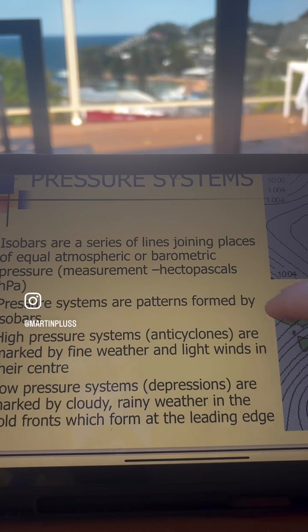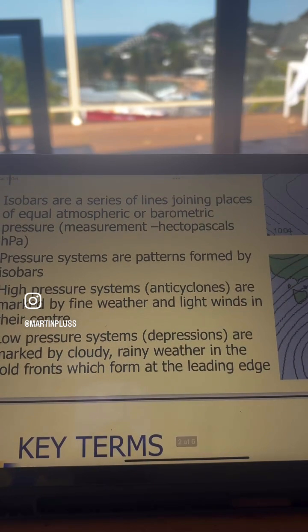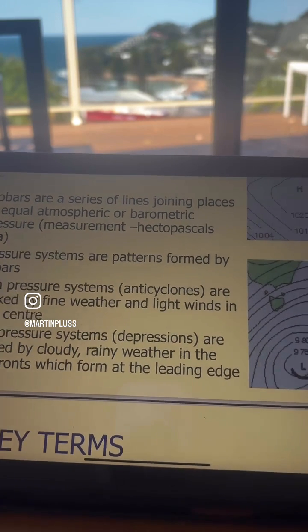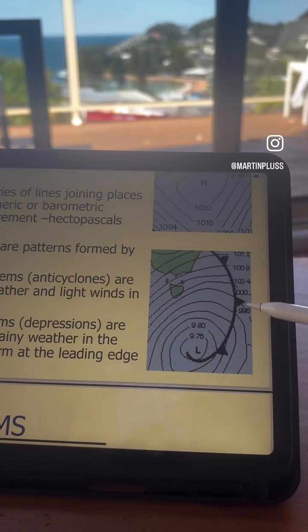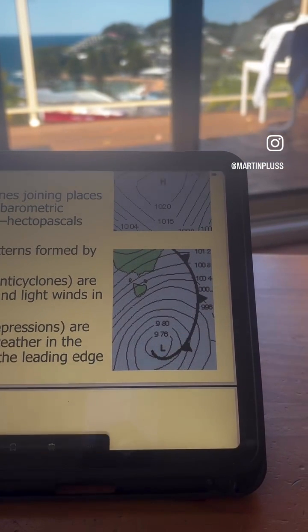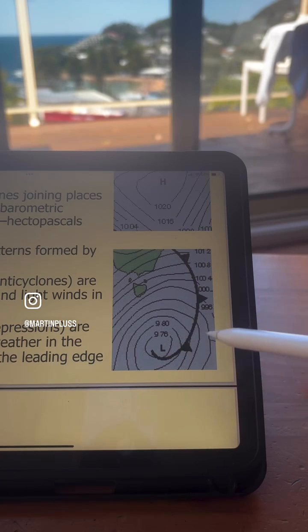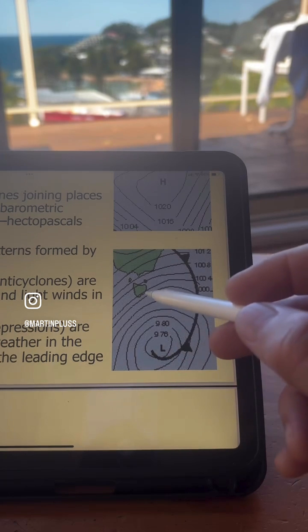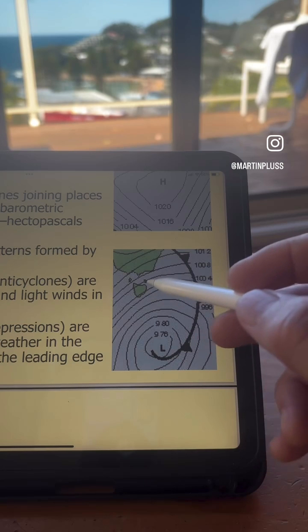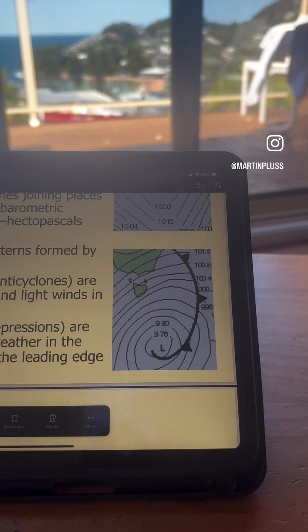Then you have low pressure systems, which are depressions. They are marked by cloudy weather, rainy weather, and they have cold fronts. If you can see over on the side here, you can see the line represented by the triangles. The way to work it out, if you're given an H and an L on the diagram, is if the number is high in the middle, it's a high pressure system. If the number is low in the middle, it's a low pressure system. And if the isobars are close together, it's going to be stronger winds than if the isobars are further apart, like up here. So that's the important thing you need to be aware of.